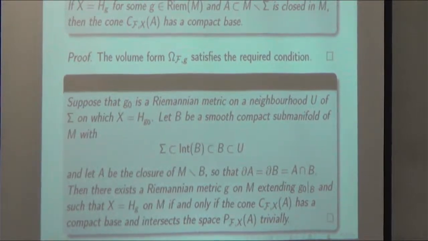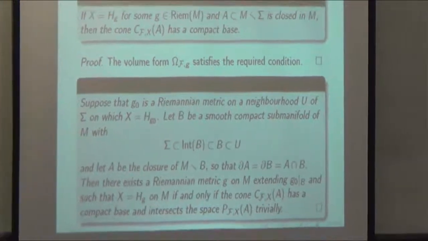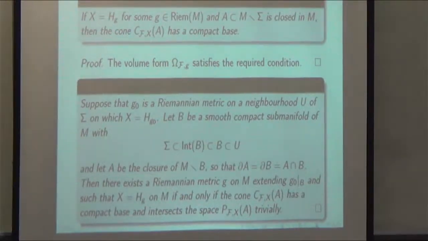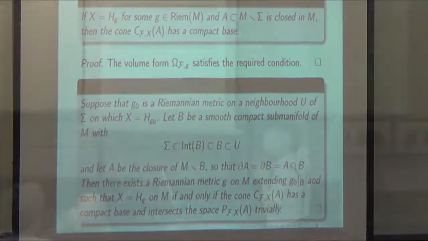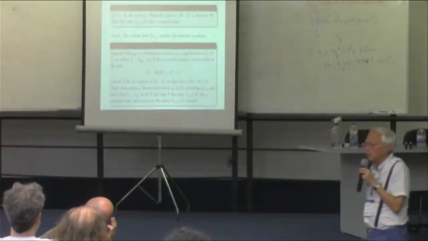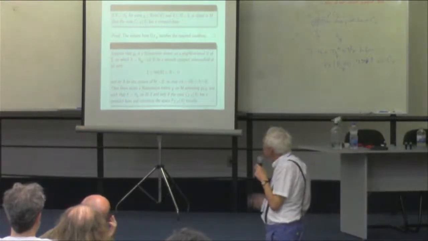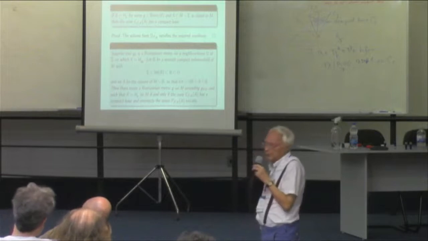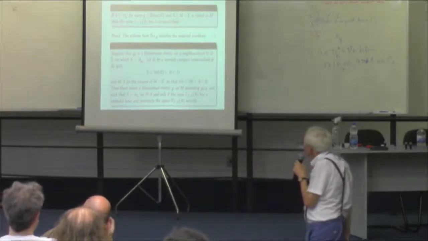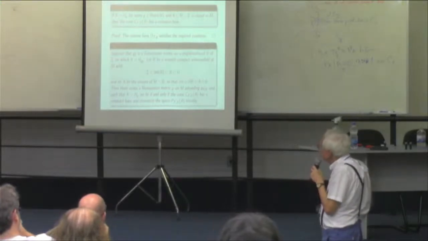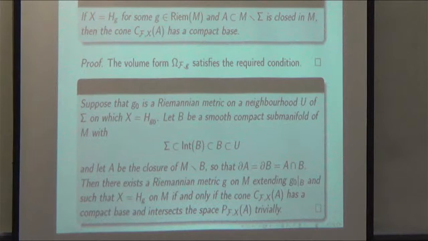But now, in our joint paper with Paul, we proved that if X is the mean curvature, then the cone CFX, the one generated by the union of the red and blue ones, has a compact base. So this is a kind of necessary condition for X to become mean curvature. And in fact, the volume form of the leaves satisfies the required condition after some normalization.